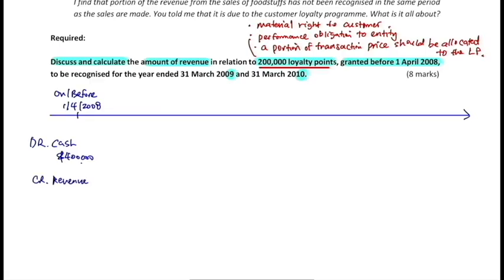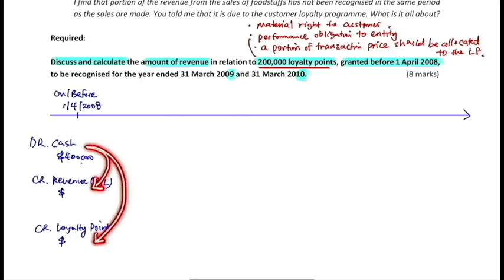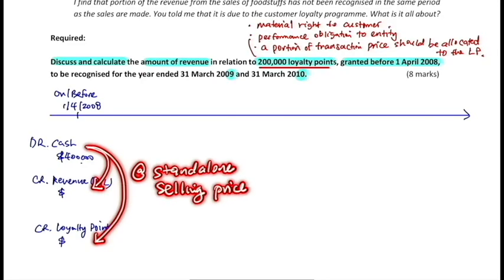Credit revenue in profit and loss. This revenue in profit and loss represents the goods and services transferred to the customer. Credit the loyalty point. This loyalty point represents the contract liability. A portion of the transaction price must be allocated to these two under the contract based on the stand-alone selling price. We need to know what the stand-alone selling price is.